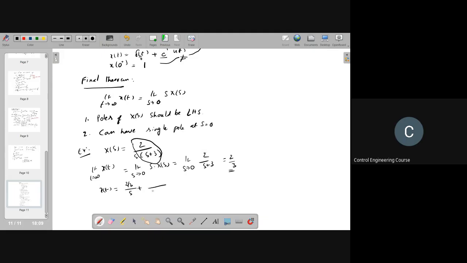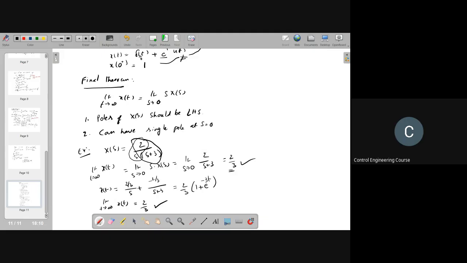Put s equal to 0 in this equation, then you will get 2 by 3, plus, put s equal to minus 3 in the remaining part after removing s plus 3, then it is minus 2 by 3. That means x of t is 2 by 3 into 1 minus e to the power of minus 3t. So as t tends to infinity, the final value is limit of x of t equal to 2 by 3. So both are matching.